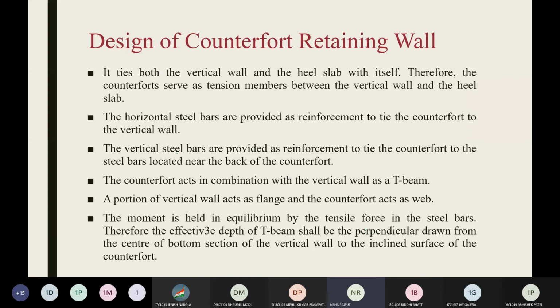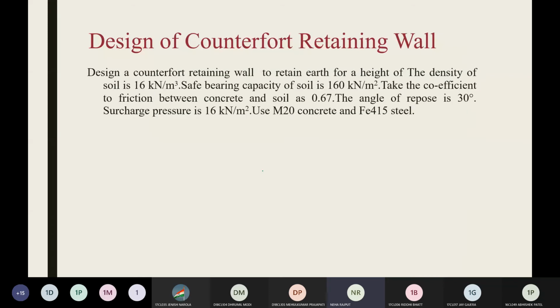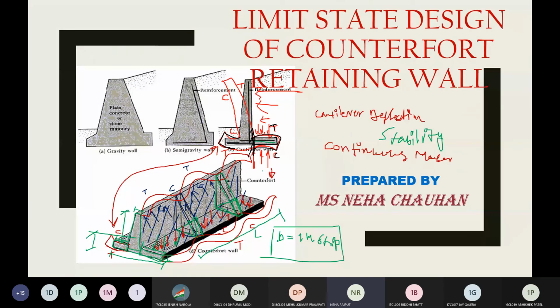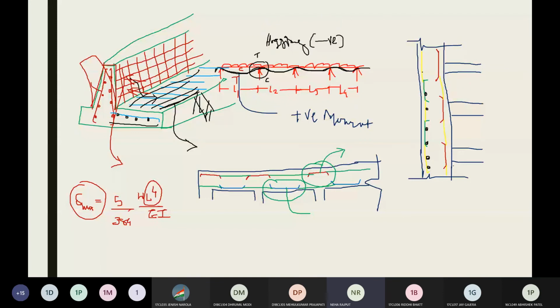Then here is some basic literature given for the design of counterfort retaining wall. And one more thing I am going to show you: in this continuous beam, if this is the negative moment, then in analysis you have seen that at the fixed support, the maximum bending moment or negative moment you have found in your analysis is WL square by 12.